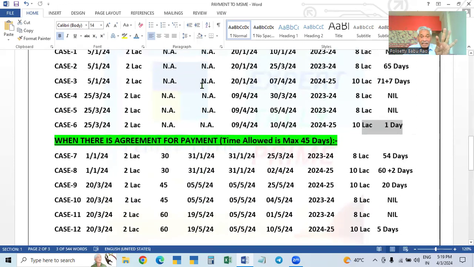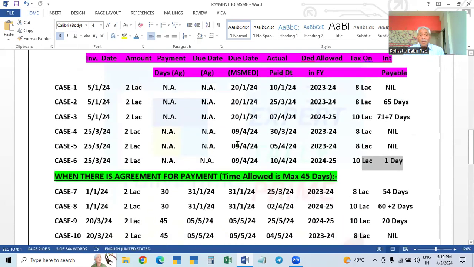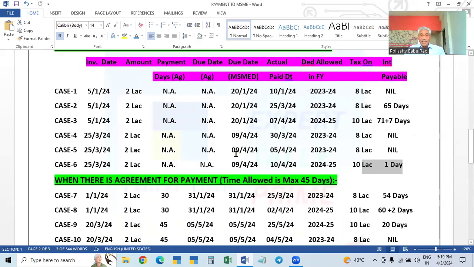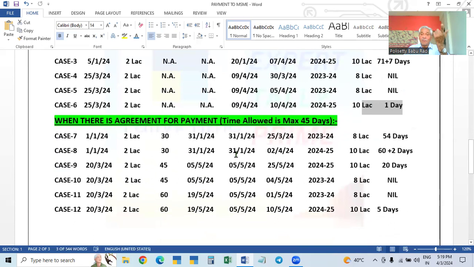As per the agreement of 30 days, this is the due date. But in the case of the Act also, the maximum is 45 days. So if it is 30 days, the 30 days are to be taken, not 45 days. If it is more than 45 days, then 45. Less than 45 days means this credit period is to be taken. So 30 days means as per the Act also, the due date is the same.